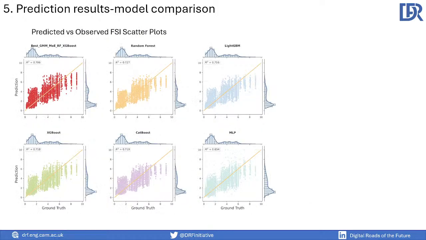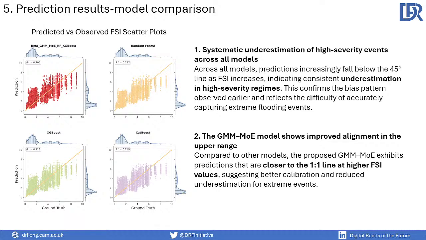And this is the figure that gives us the general information about the predicted value and the recorded historical flood severity index value. The R square means that if the predicted value equals the observed value, the R square would equal 1.